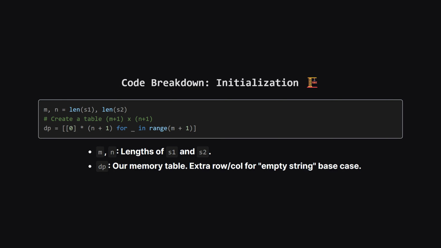First, we grab the lengths of our two strings, calling them M and N. Then we create our table, called DP. Notice we make the table slightly bigger than the strings, one row and one column extra. This represents the case where one of the strings is completely empty. This is crucial for our base cases.